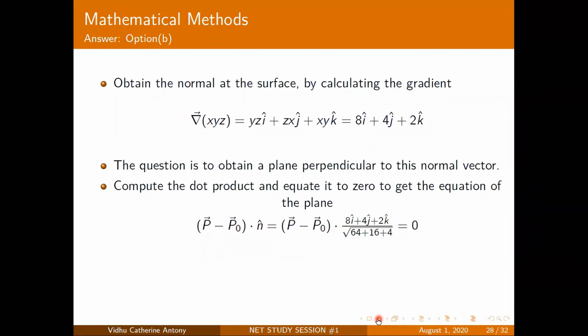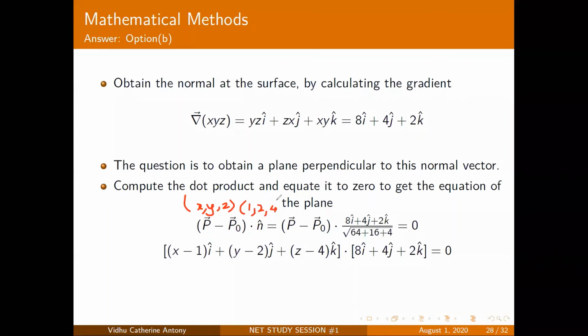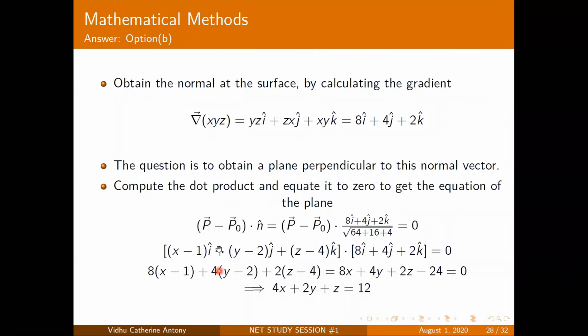Once you take out the dot product, what do you end up having? You end up having x minus 1, because P was written as x, y, z, and this is written as 1, 2, and 4. Once you subtract them and take a dot product of that, what do you end up getting? You multiply them, and your i cap and i cap become 1: i dot i is 1, j dot j is 1, k dot k is 1. Then you end up getting this equation for the surface that you have.